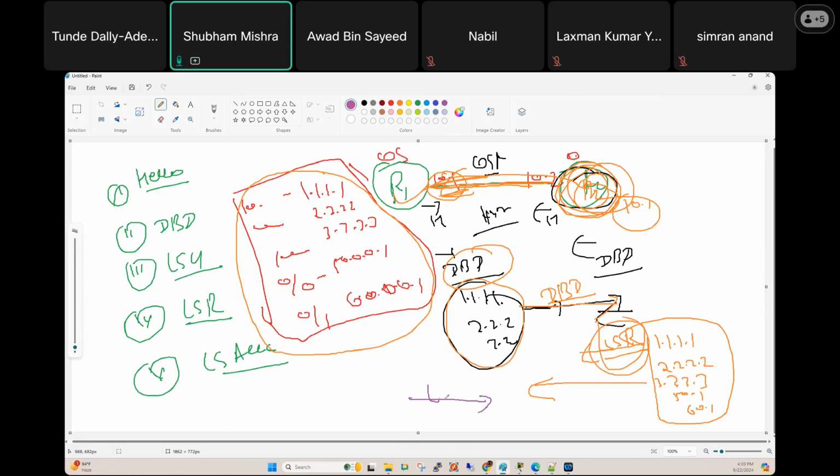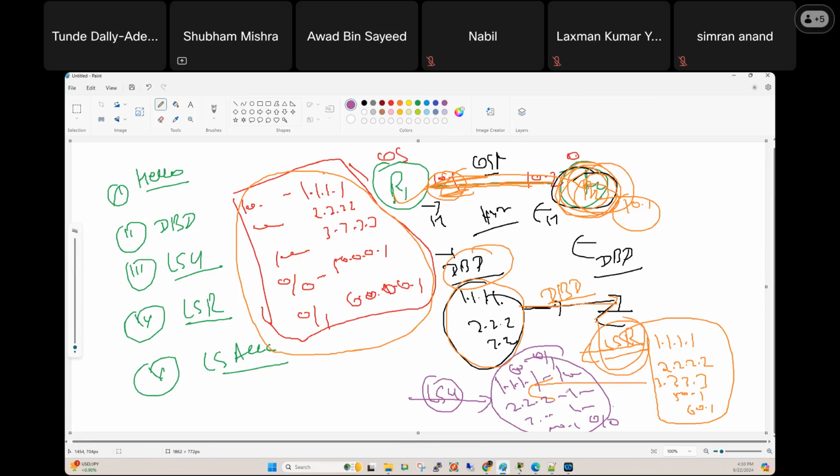R1 generates the LSU. In LSU, R1 will share: 1.1.1.1, that is my loopback. 2.2.2.2, that is my loopback. 3.3.3.3 is my loopback. 50.1 is connected on my 0/0. 60.1 is connected on 0/1. Fine. And this interface is connected directly, statically, manually. There is multiple information. Okay?